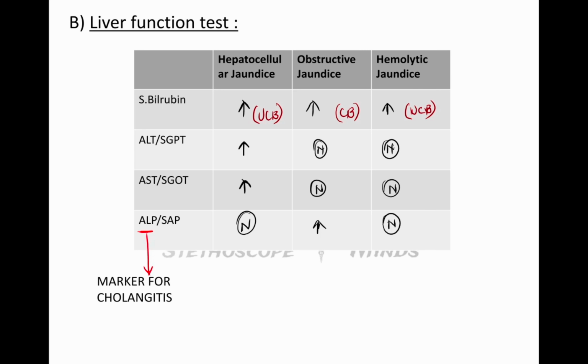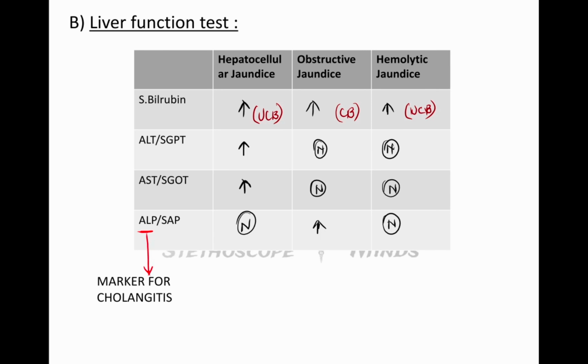Let's check the table. First row, serum bilirubin. In hepatocellular jaundice, it will be increased. Obstructive jaundice, it will be increased. Hemolytic jaundice, it will be increased. But in obstructive jaundice, it is conjugated bilirubin. And in hepatocellular jaundice and hemolytic jaundice, it is unconjugated bilirubin.